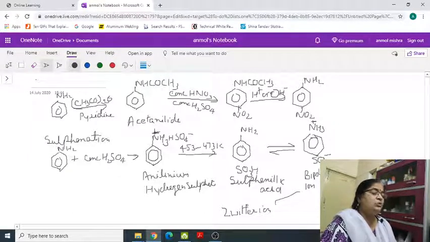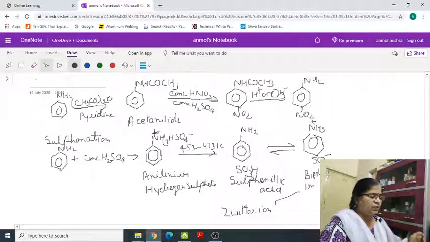Now aniline does not undergo Friedel-Crafts reaction, because of the salt formation with aluminum chloride. Aluminum chloride is a Lewis acid, whereas aniline is a Lewis base, and due to this the nitrogen of aniline acquires positive charge and hence acts as a strong deactivating group for the further reaction.